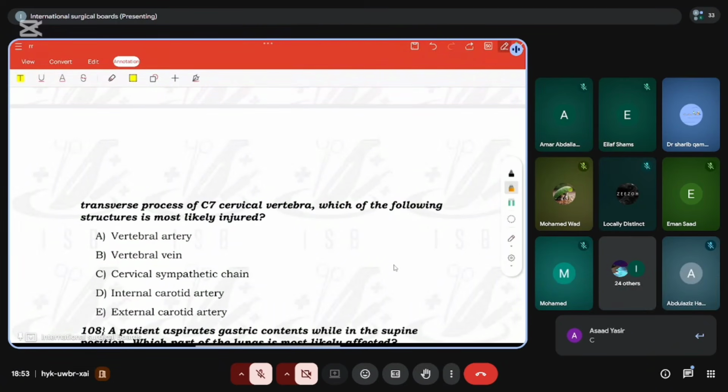So let me tell you something. Most of these structures mentioned can be damaged, right? The cervical sympathetic chain can be damaged, vertebral artery can be damaged, vertebral vein can be damaged. But what's the structure that is most intimately related with C7?